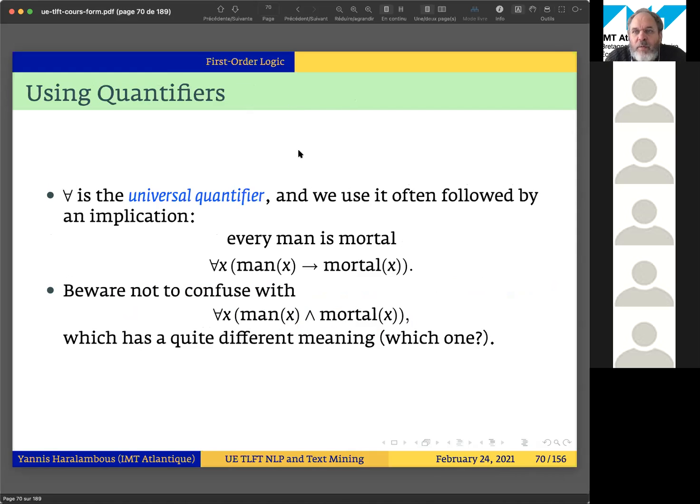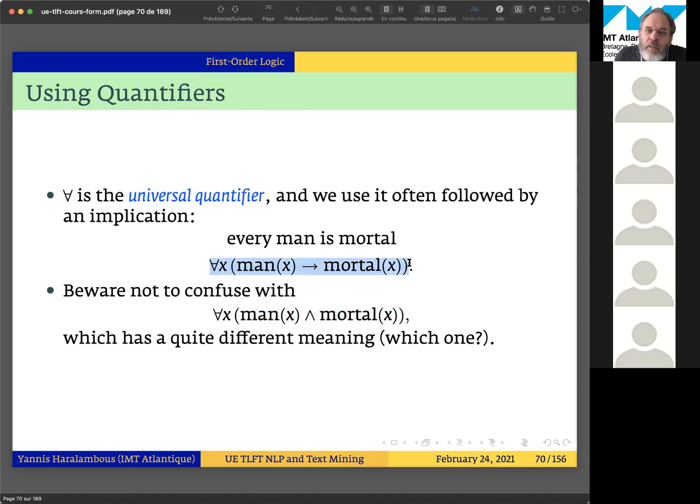The universal quantifier is interpreted in natural language by every something is something else. But when we have sentences like this, the formalization of this sentence will use an implication. So it will not use a conjunction. Do you see the difference between these two formulas?